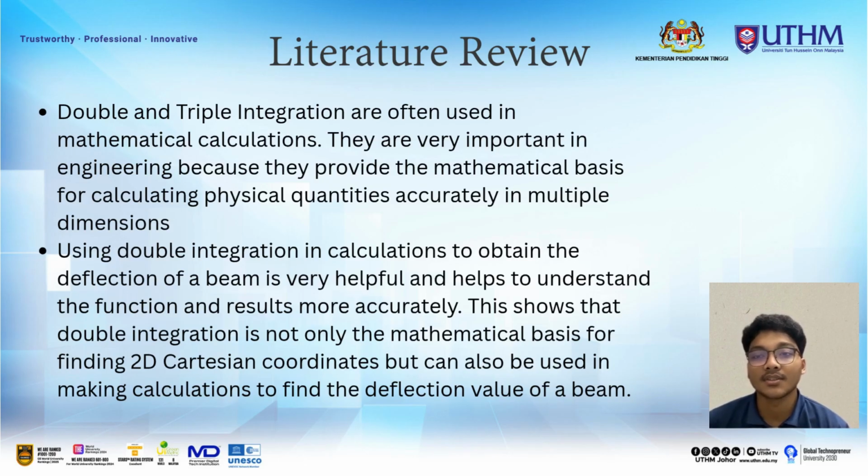Double integration is particularly useful in structural analysis. For example, when analyzing beam deflection, we apply the double integration method to the bending moment equation. The equation is EI d²y/dx² = M(x). By integrating twice, we can determine both the slope and the deflection of the beam at any point. This helps engineers design structures that are both safe and efficient.